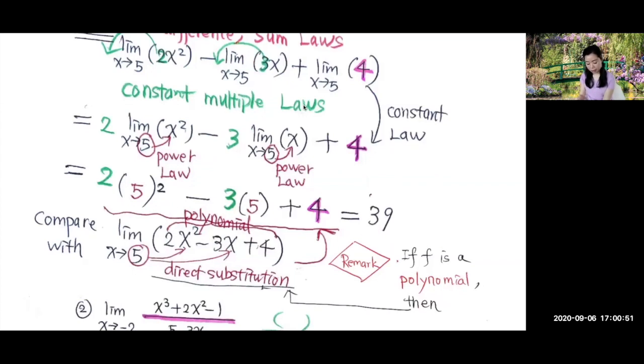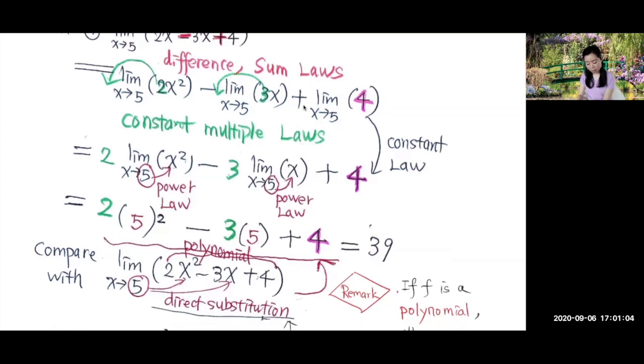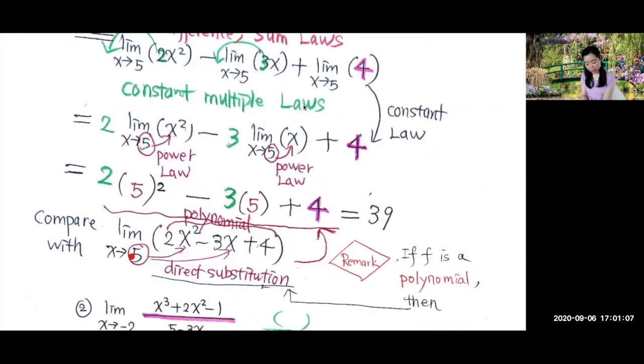Now, if we go back to look at the steps we have been through here, using the difference law, sum law, constant multiple law, power law, etc., the result is the same as if you do a direct substitution into this polynomial. So we substitute 5 into x here, into this polynomial. The result should be the same as what you got over here, right?